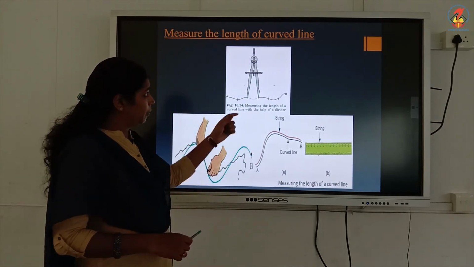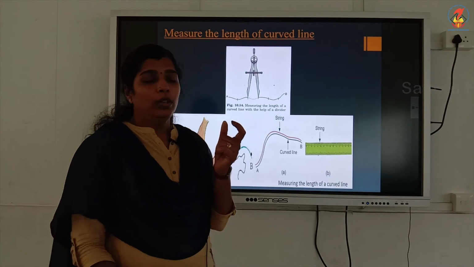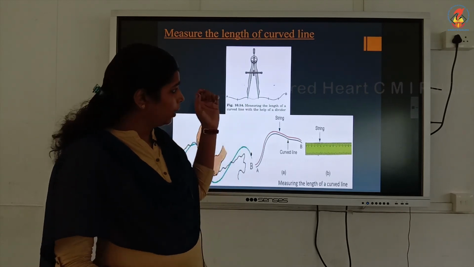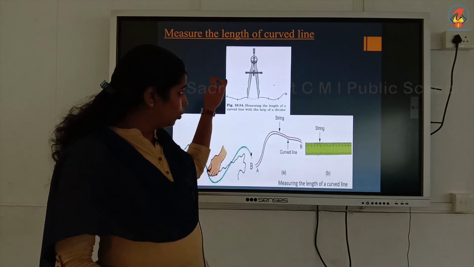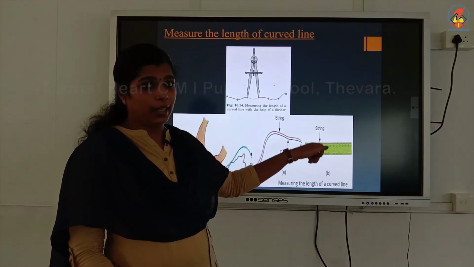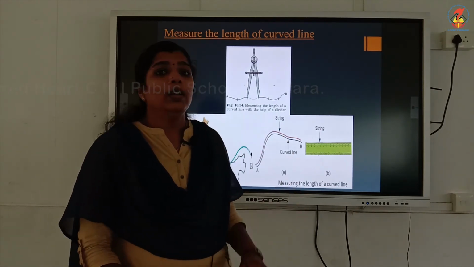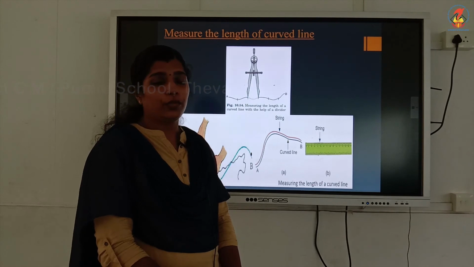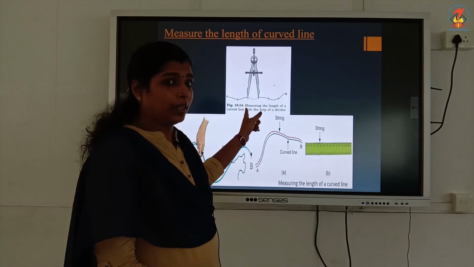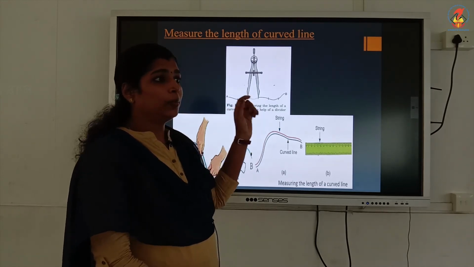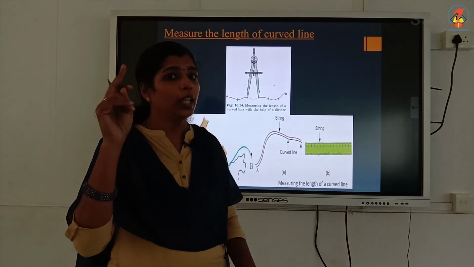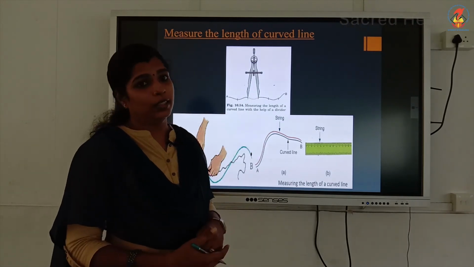With the help of a divider, we take a small distance between the two legs of the divider and mark it along the line. We count how many times we need to move the divider along the length of the curved line, into the distance between the two legs. Here I moved this divider 6 times. The distance between the two legs is 5 millimeter. So 6 into 5, 30 millimeter is the length of this curved line.